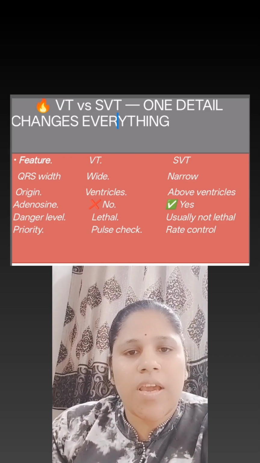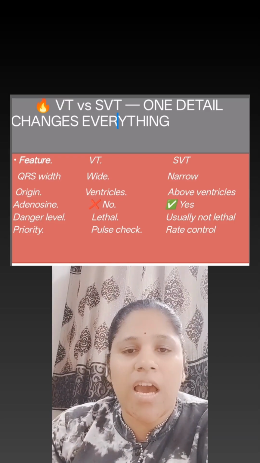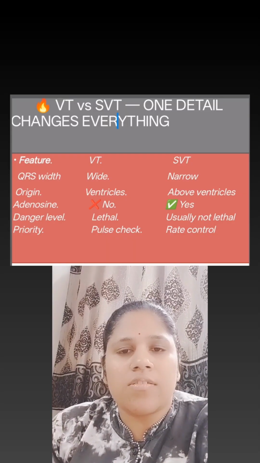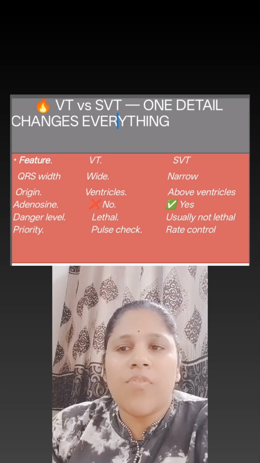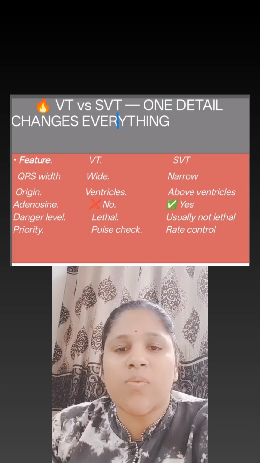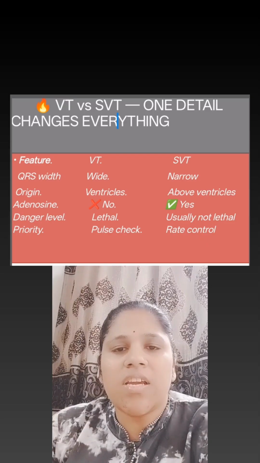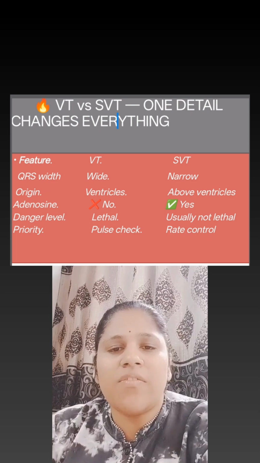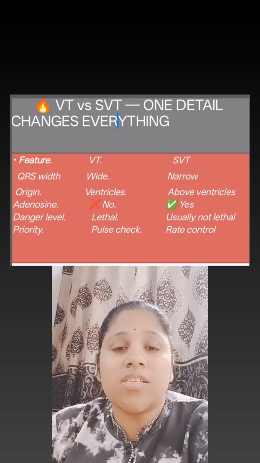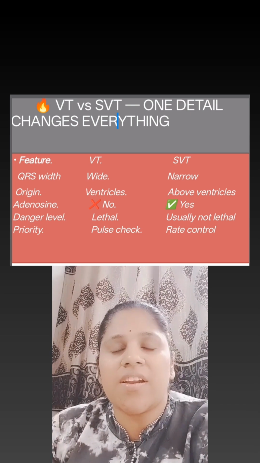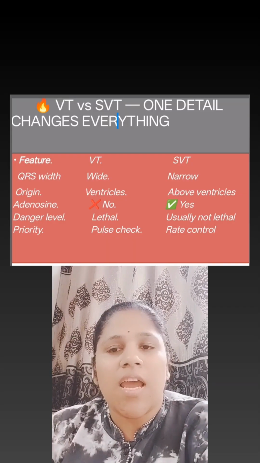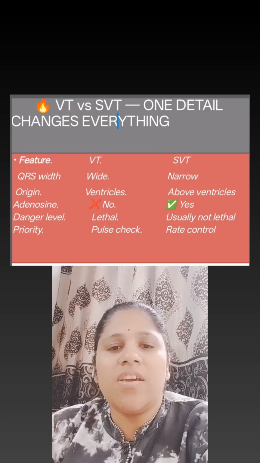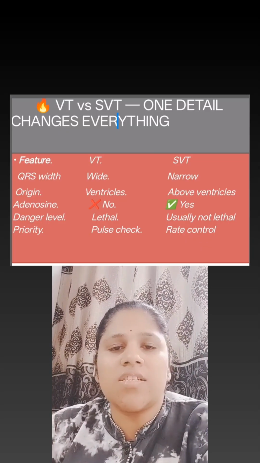So here next we can see the difference between the VT and SVT in just one line. One detail can change everything. Here the features in VT, the QRS width is very wide, and in SVT it is narrow, and the origin in VT, it always originates from the ventricle of the heart, and SVT, it originates from above, that is from the atrium. It forms an accessory pathway. And adenosine is not given in case of VT, and in SVT we should give adenosine. It is the treatment of choice.